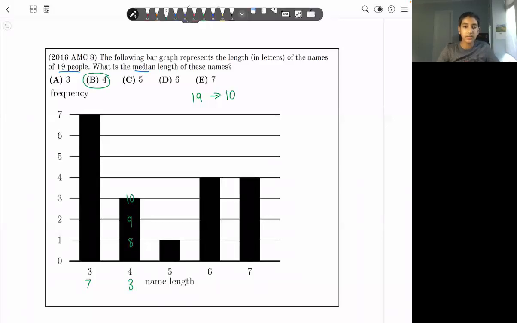Any questions? Oh, I think I should add a clarification here.